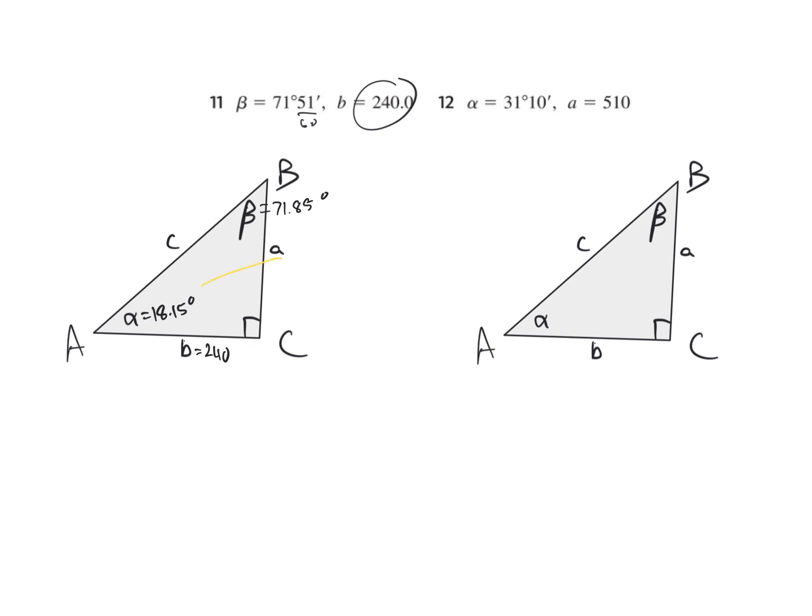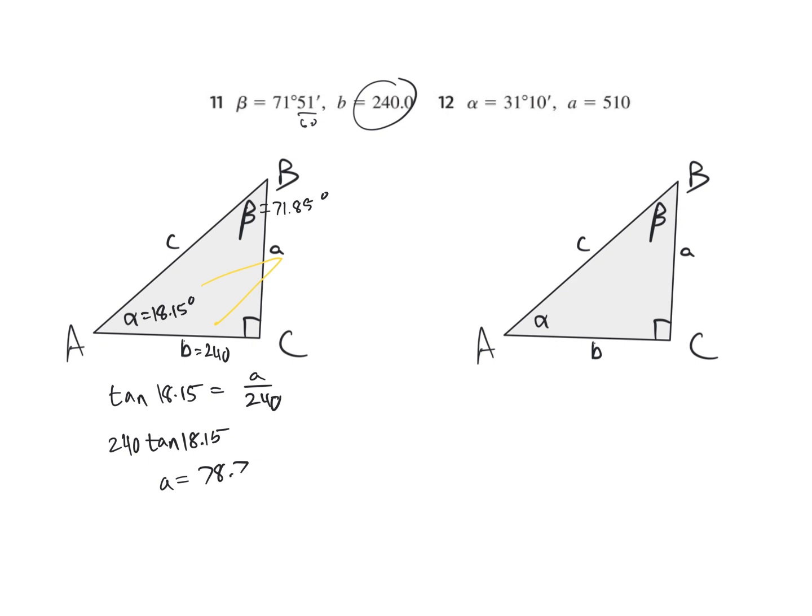Let's just use alpha and do opposite over adjacent. So we'll use the tangent of 18.15 equal to A over B. We'll take 240 times the tangent of 18.15. Hitting the wrong buttons on my calculator, 240 times the tangent of 18.15 degrees, and that gives me A equal to 78.7.